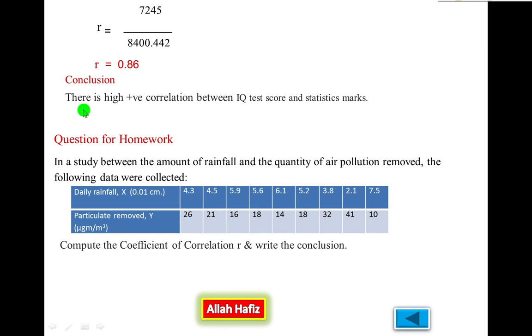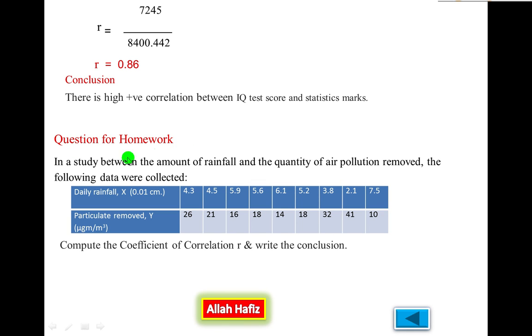According to the results, there is high positive correlation. If the value of r is positive 0.89, the comment will be positive correlation between IQ test score and statistics marks. The formula is lengthy but the question is very simple.